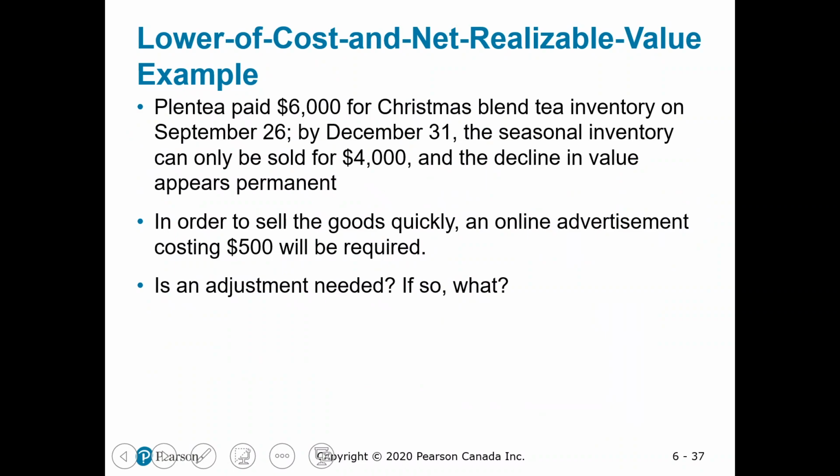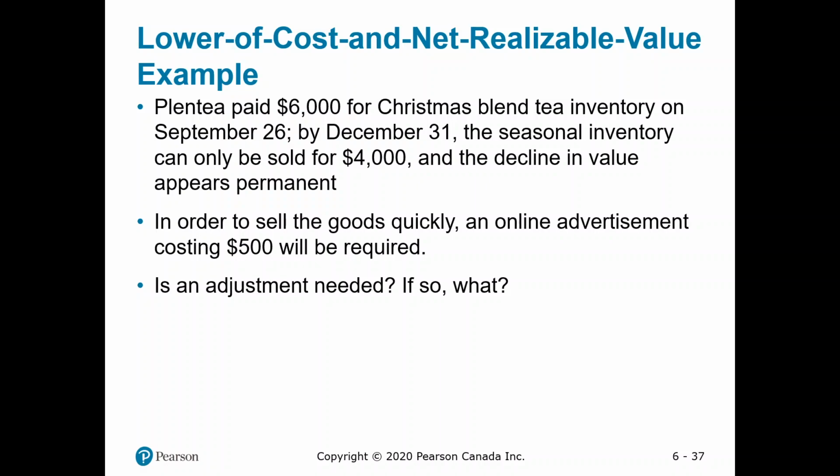So let's look at an example of how this works. Plenty paid $6,000 for Christmas blend tea inventory on September 26th. By December 31st, so after Christmas, the seasonal inventory can only be sold for $4,000, and the decline in value appears permanent. In order to sell the goods quickly, an online advertisement costing $500 will be required. So is an adjustment needed? And if so, what is this?